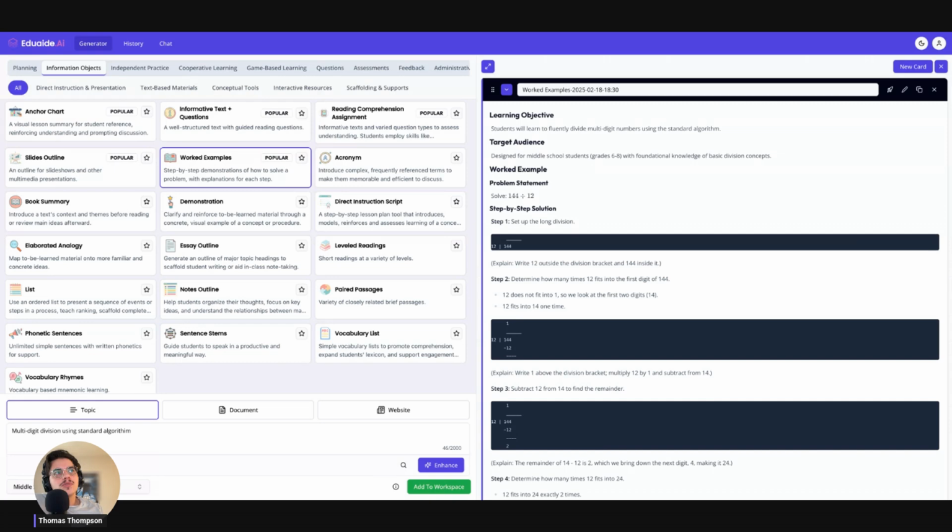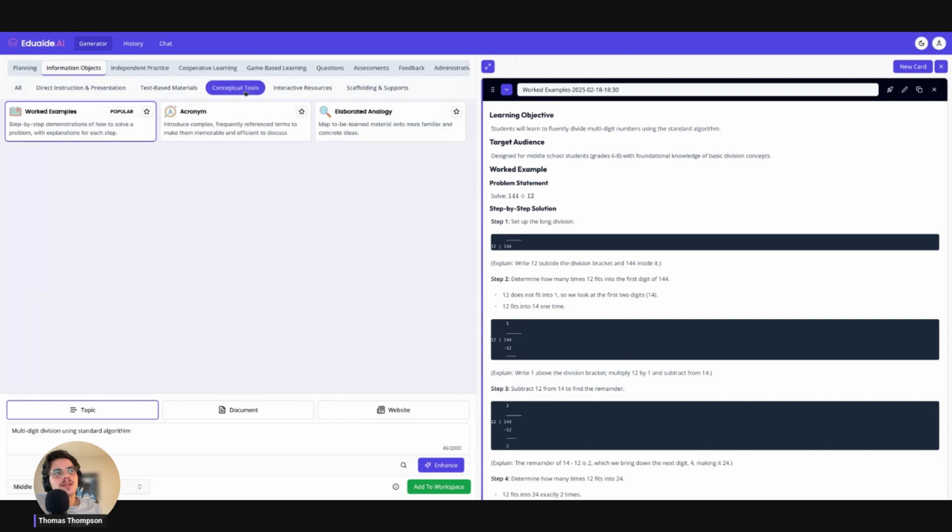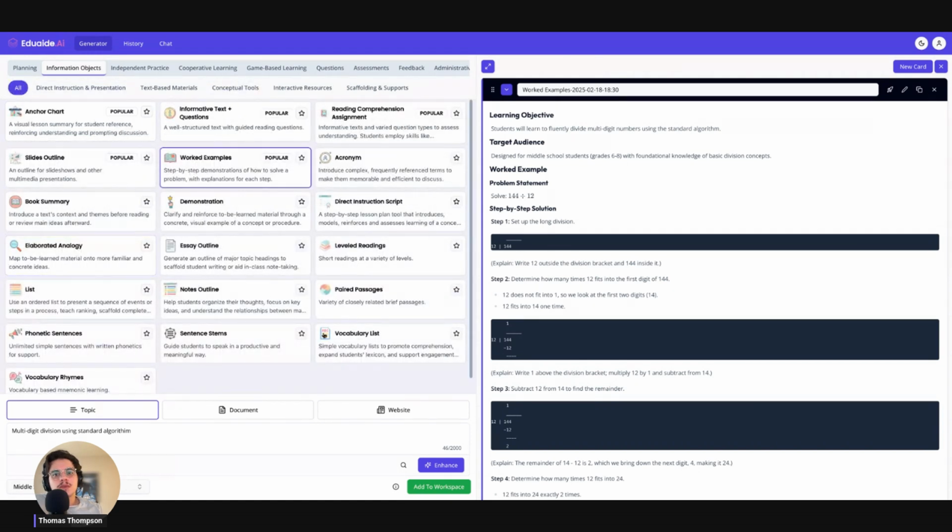You can find worked examples under the information objects category. It's right here. It's one of our popular tools, but it's also under the conceptual tools subgroup, along with acronyms and elaborated analogies. I'm going to show you some examples from a math class that will be dividing multi-digit numbers. That's middle school. Then we'll look at a high school chemistry course looking at chemical equations. And finally, we'll calculate nominal GDP for an intro to economics course.